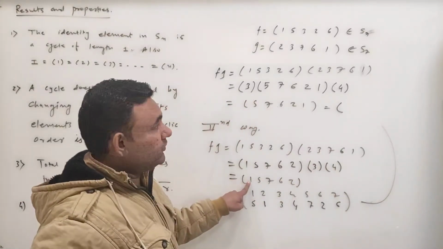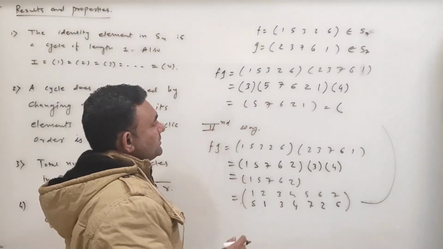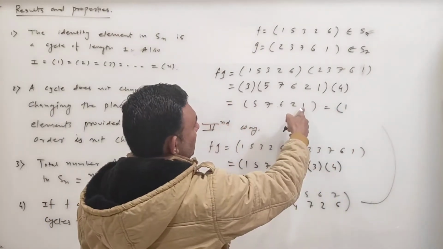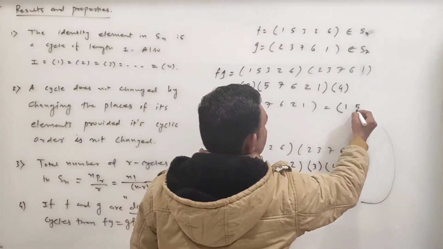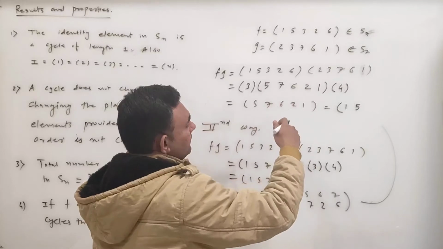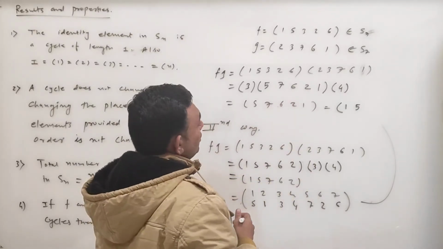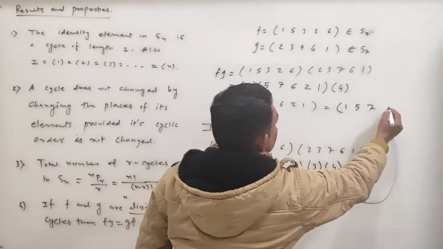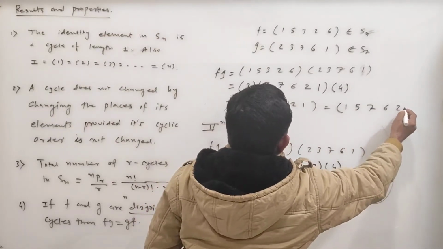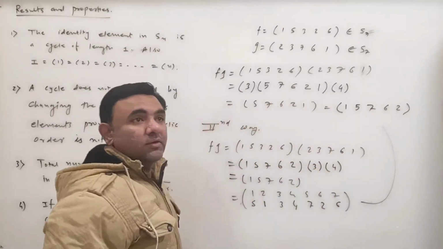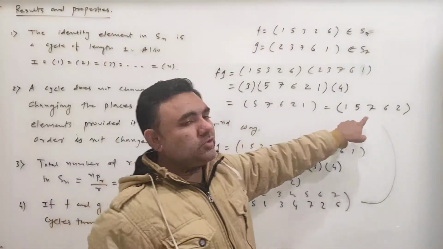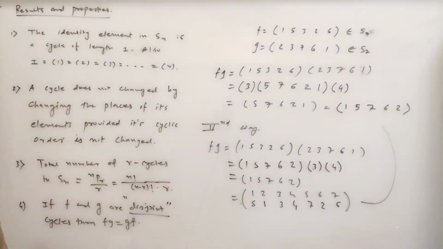See, here 1 is on the first position now. So you just write down 1 first. Then what is the image of 1? Image of 1 is 5. So you just rewrite this cycle without changing the cyclic order of the elements. 1 then 5, 5 then 7, 7 then 6, and 6 then 2, and 2 then 1, but 1 is already here. So by the first remark, by the second remark, these two are equal now, because we are not changing its cyclic order. So in this way we can compute.